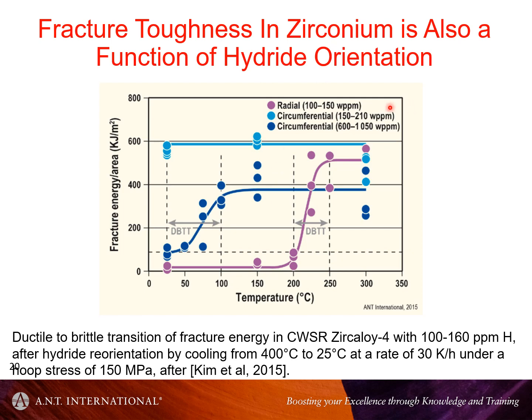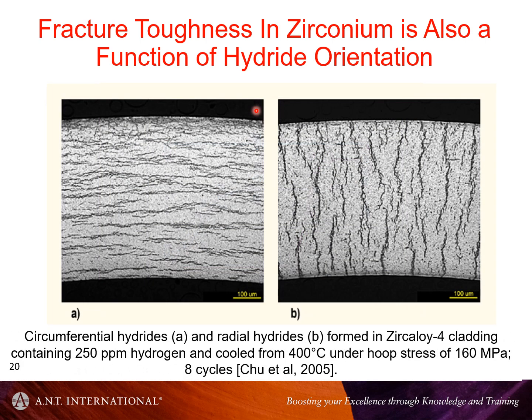And the type of hydrides is important. So we have radial hydrides, which I'll show you next. They're much more prone to having, if you like, a lower fracture toughness at a given temperature. So circumferential hydrides, which I'll show you now, are much more benign than the radial hydrides. So radial hydrides are really bad, and you want to avoid them. And what do I mean by that?